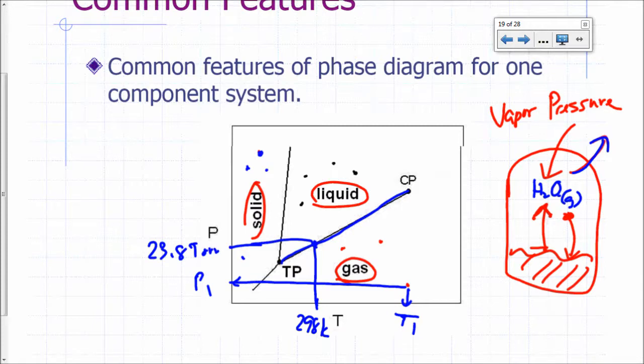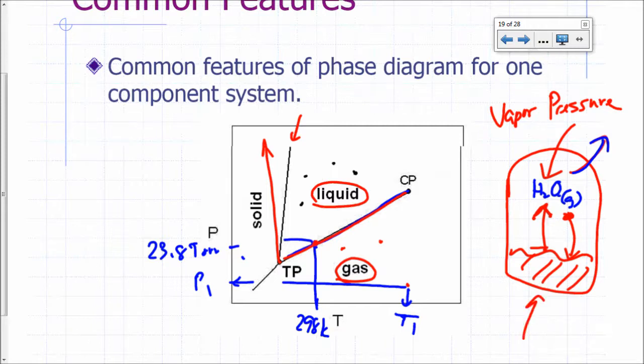Actually, this won't be the diagram for water, because the one for water will have this one leaning the other way. For the phase diagram for water, this curve right here is actually going to lean that way. But anyway, that's how you'd interpret this boundary between the liquid and the gaseous region. That is essentially a plot of the vapor pressure of water as a function of temperature.